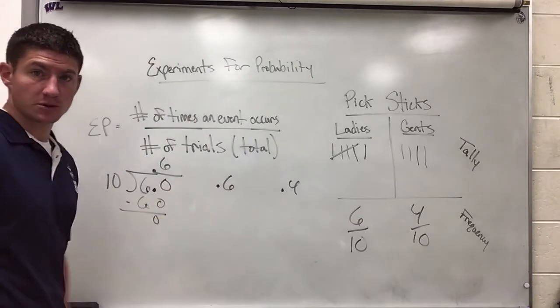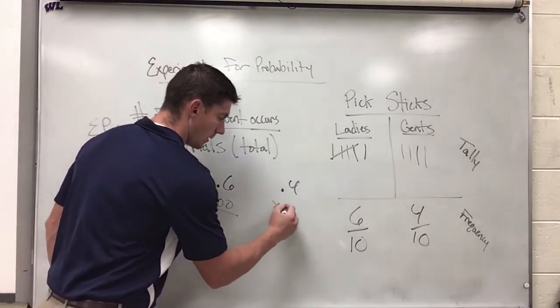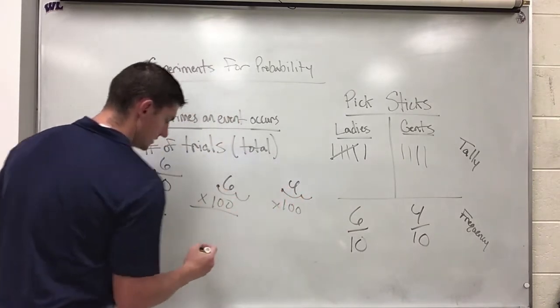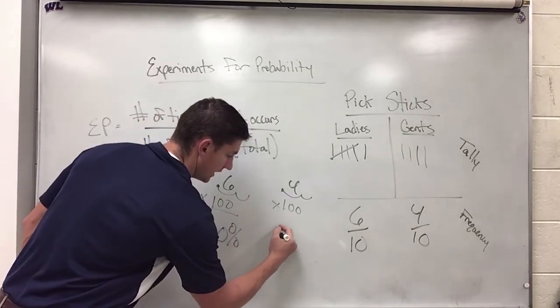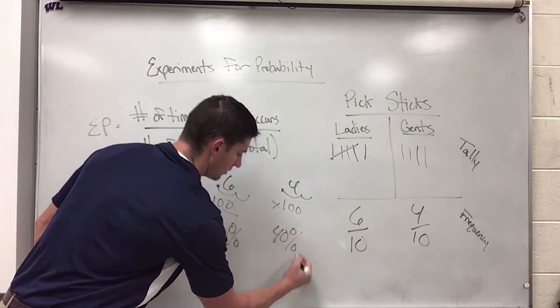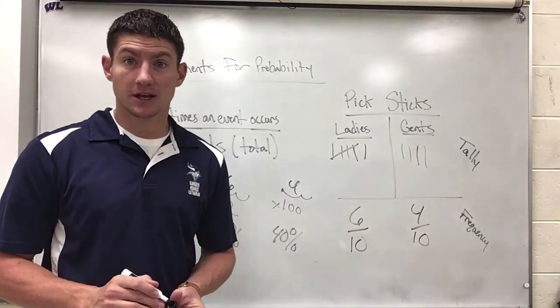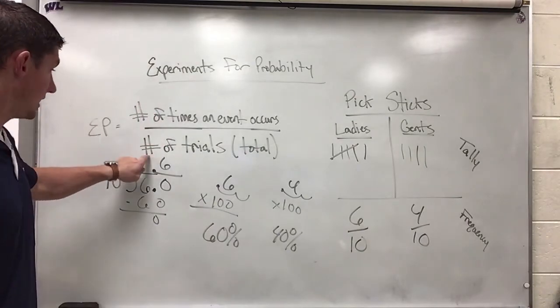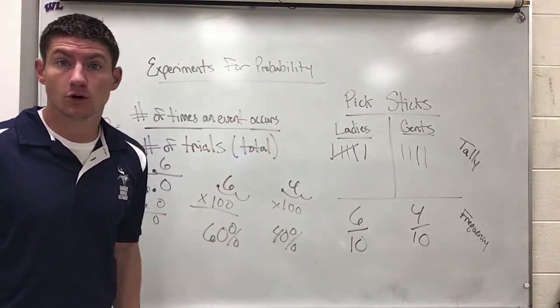Now to change that decimal to a percentage, you multiply by 100. When you multiply by 100, you're actually moving the decimal 2 places to the right. So this is going to be 60% of the sticks that we pulled were for the ladies, 40% of the sticks that we pulled were for the gentlemen. To calculate experimental probability again, you're going to run a type of test or experiment. You're going to keep track of the total number of trials and then the total number of tallies and frequency for each of the different categories.